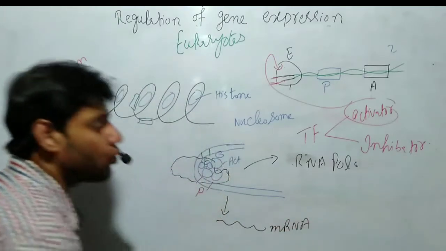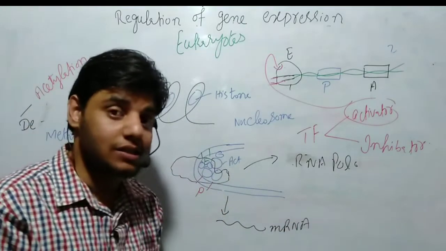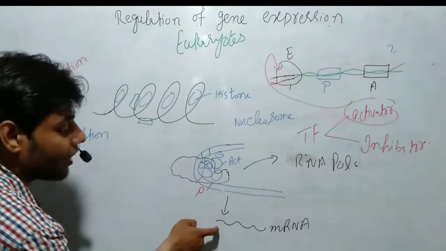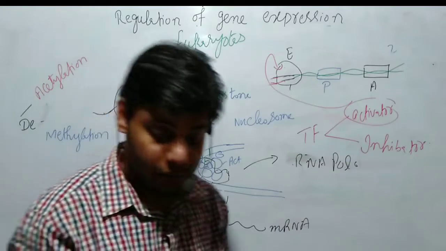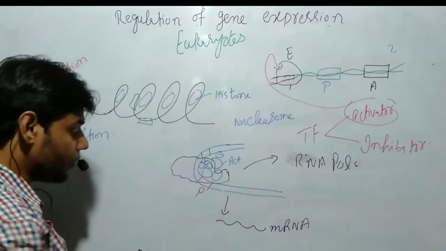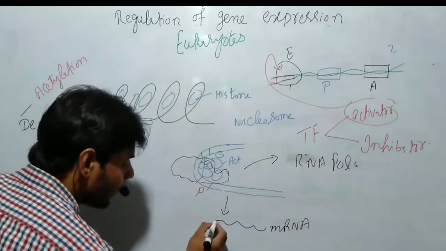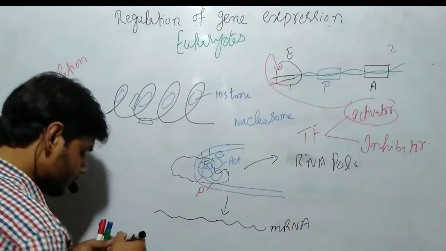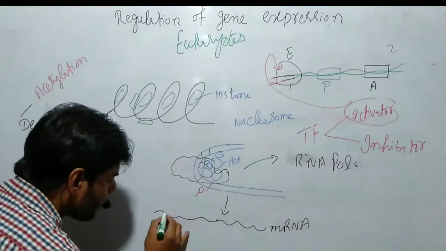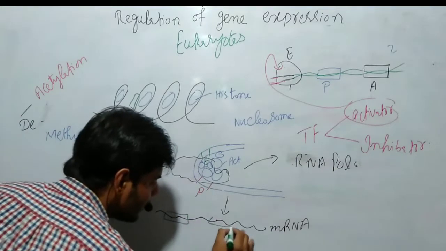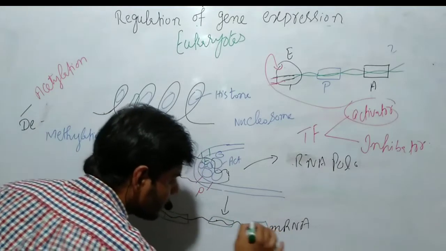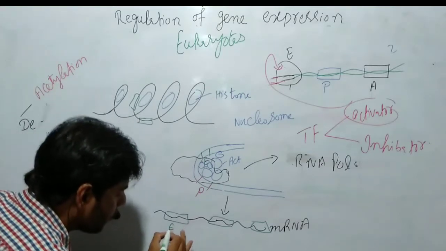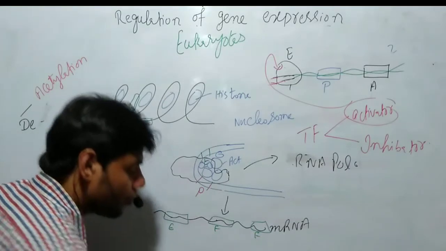But again, as I told you, it is very complicated. We get RNA, but this RNA is not yet the mature RNA. In this mRNA, we have portions which we call exon and intron. Let's suppose these green portions, as you can see, are the exon portions. E means exon.